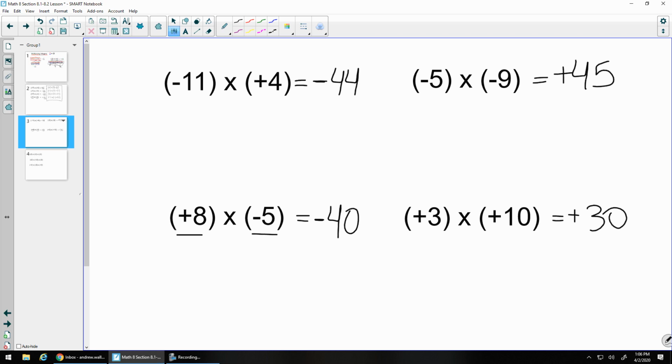You're just having to do normal multiplication and then use our rule of whether you have 2 negatives or 2 positives or a negative and positive or a positive and negative to figure out whether it is a positive or negative answer. So pretty straightforward.